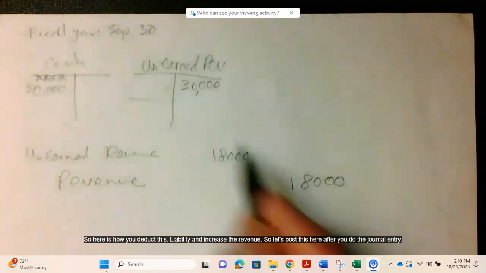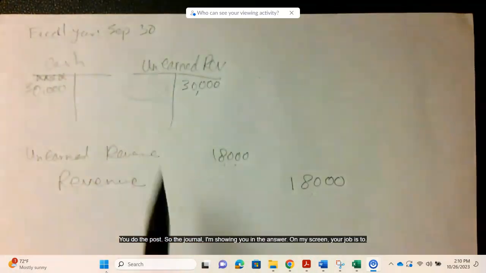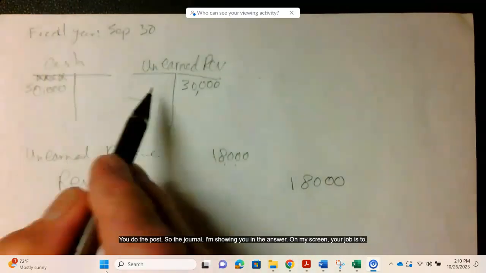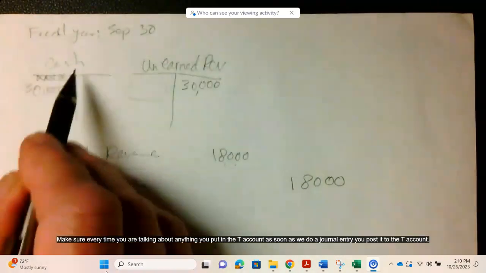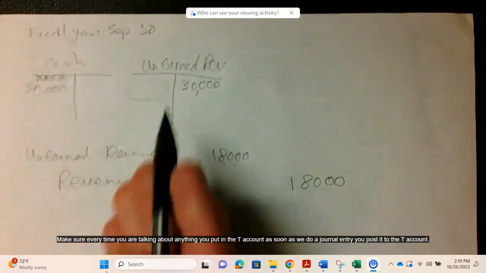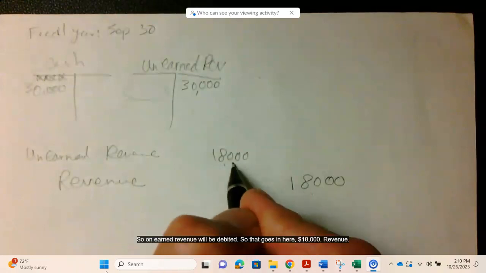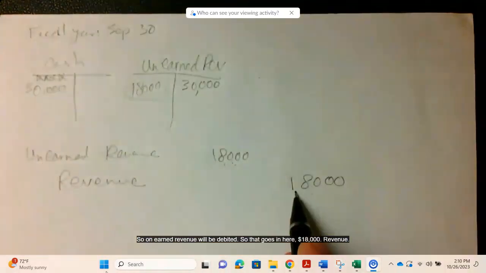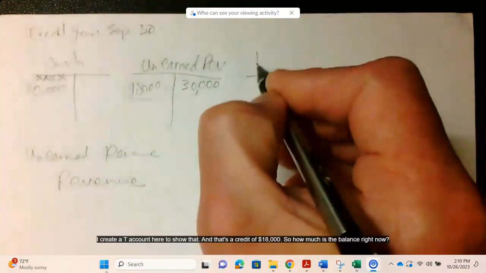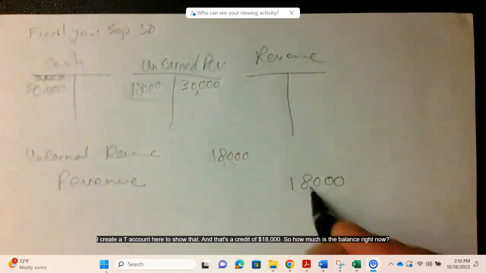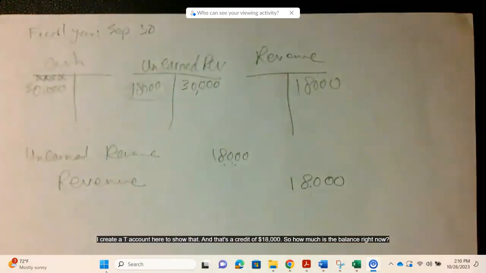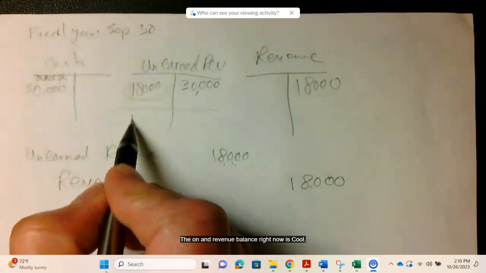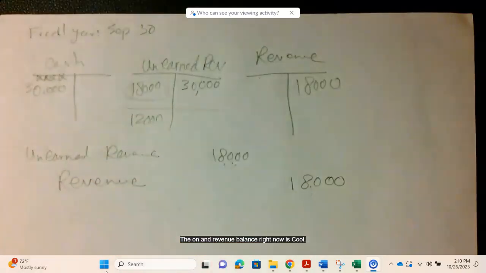So let's post this here. After you do the journal entry, you do the post. The journal entry I'm showing you in the answer on my screen, your job is to make sure every time we are talking about anything, you put it in the T account. As soon as we do a journal entry, you post it to the T account. So unearned revenue will be debited. That goes in here, $18,000. Revenue, I create a T account here, and that's a credit of $18,000. So how much is the balance right now? The unearned revenue balance right now is $12,000.